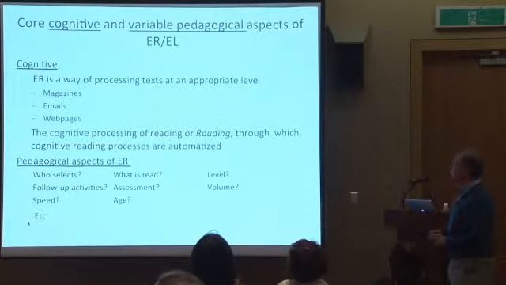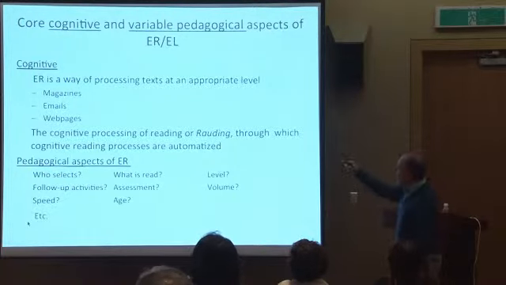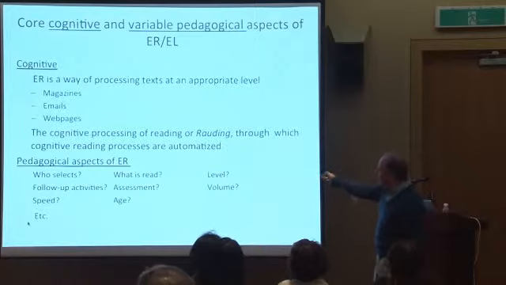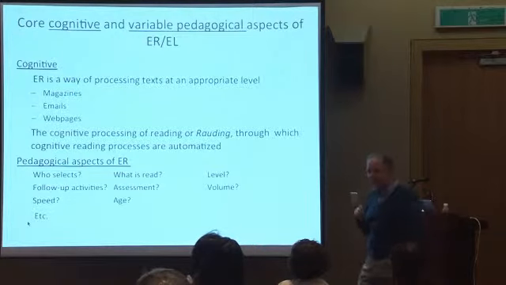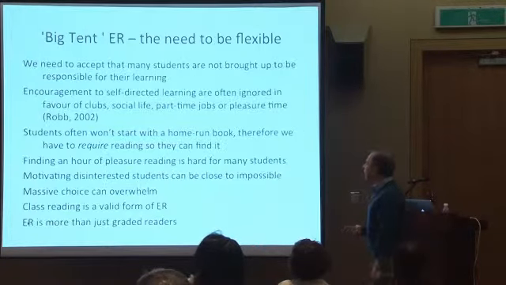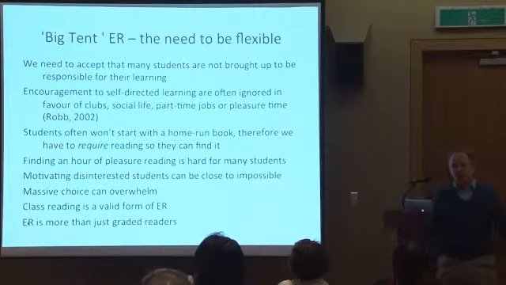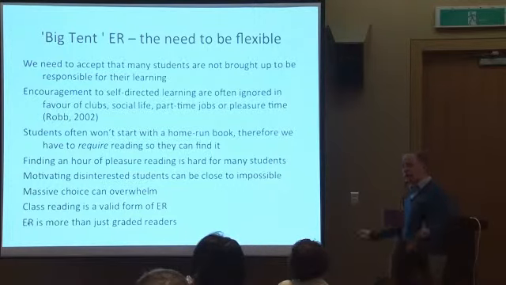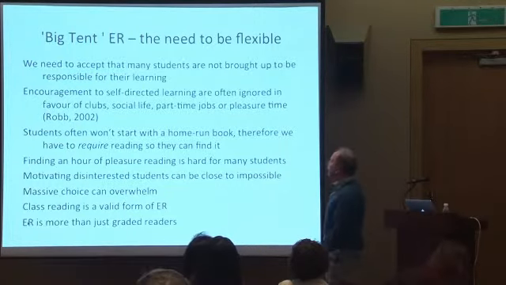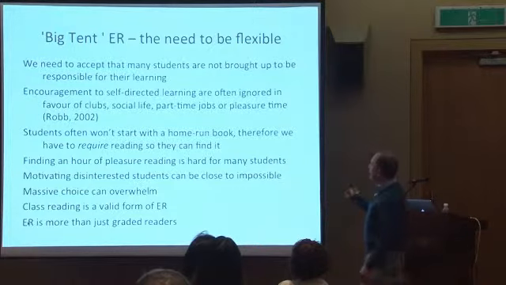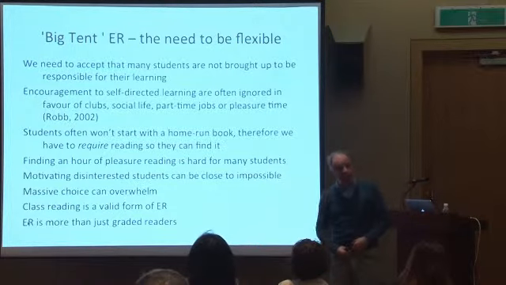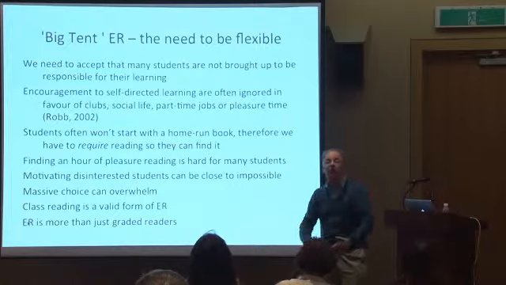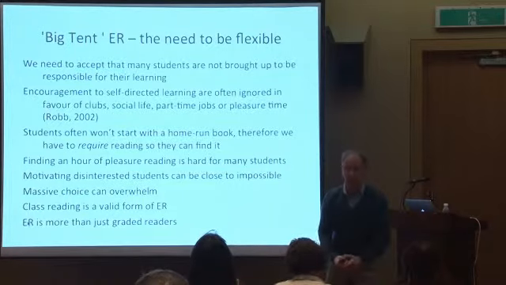And going back to where we were before, this distinction between cognitive, ER as process, and ER as pedagogy. I think I want to make that distinction there, okay? So we need a big tent. We need to have a tent that allows many, many different flavors of extensive reading. We need to accept many students are not brought up to be responsible for their learning. Sometimes we need to require them to do extensive reading.